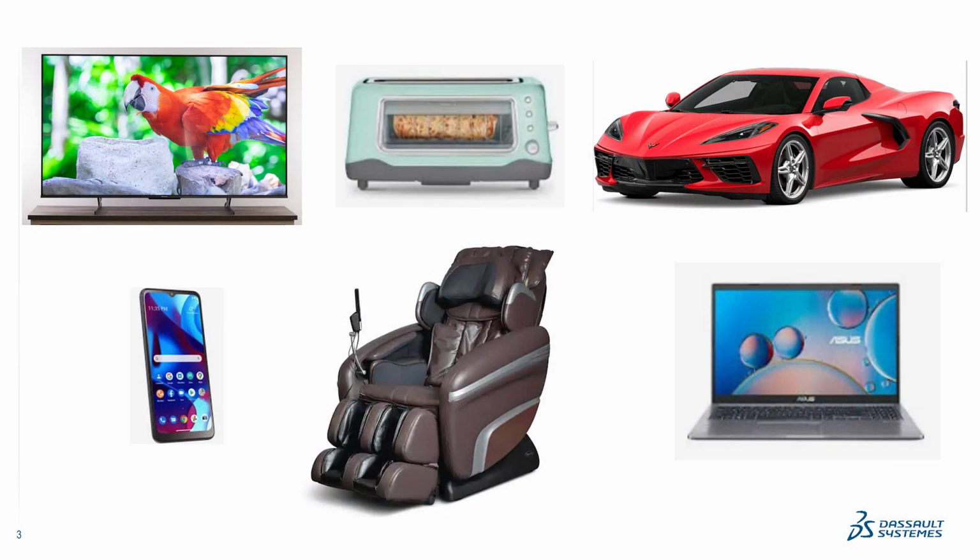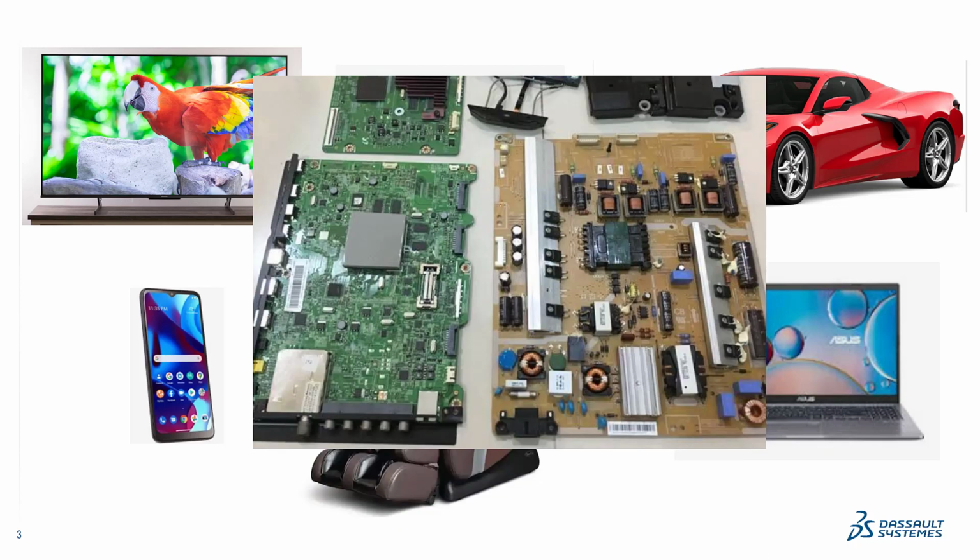Well, let's see. I wonder if you can identify these images on the screen. It starts out with the TV, then there is a toaster oven, a car, a smartphone, a massage chair, and a laptop. What do they all have in common? Well, here's the big surprise. They all have PC boards inside them, which makes the products electrified.